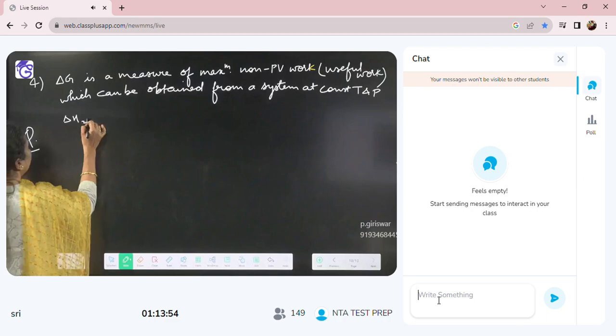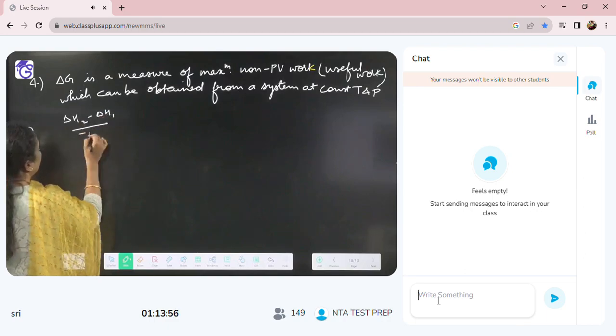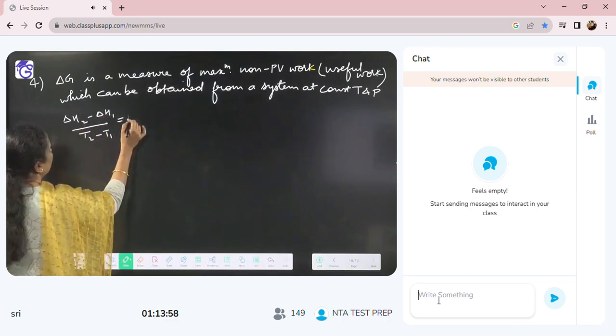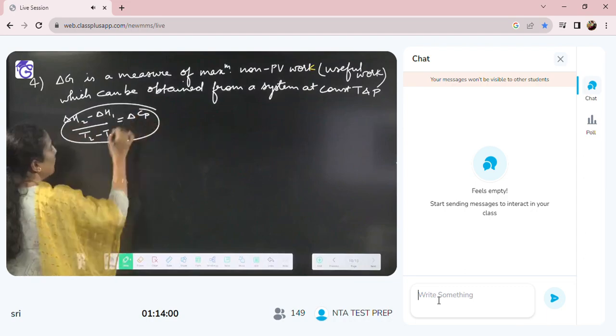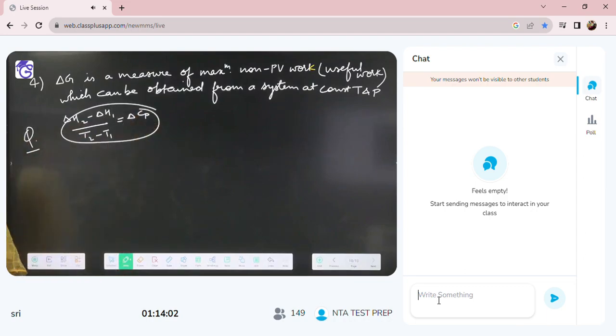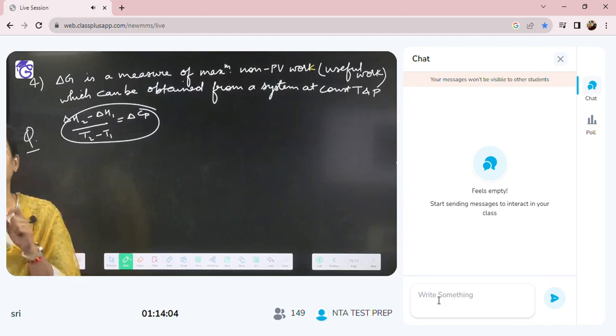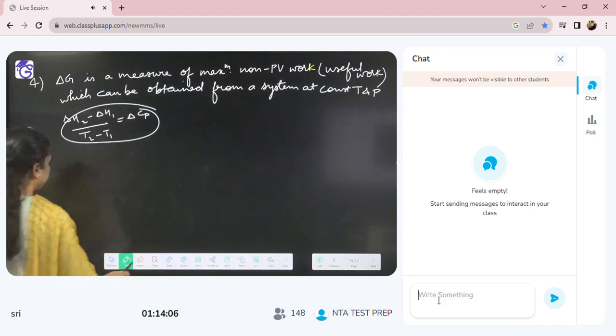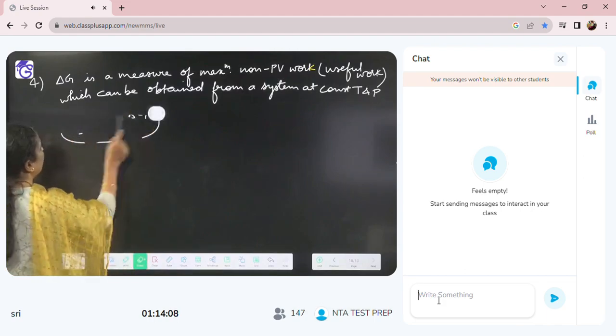I told you (delta H2 minus delta H1) upon (T2 minus T1) equal to delta Cp. That was the equation, if you remember, one of the Kirchhoff's equations. Now based on that only we are going to see one question here. So let us go for that.